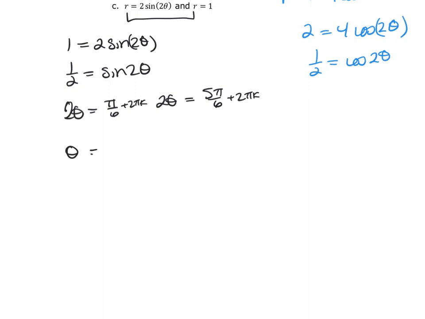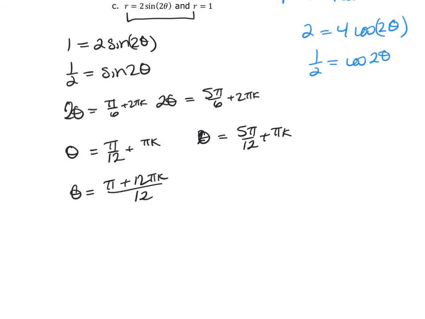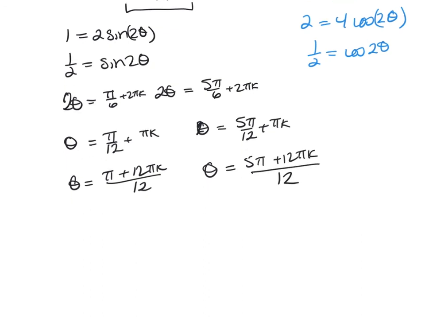Dividing everything by 2, we get pi over 12 plus pi k. And theta is equal to 5 pi over 12 plus pi k. Again, we're going to make it the same common denominator. So I have pi plus 12 pi k over 12. And theta is equal to 5 pi plus 12 pi k over 12.